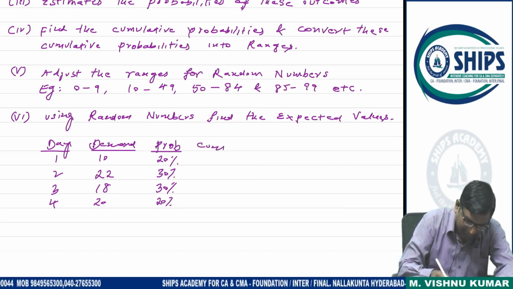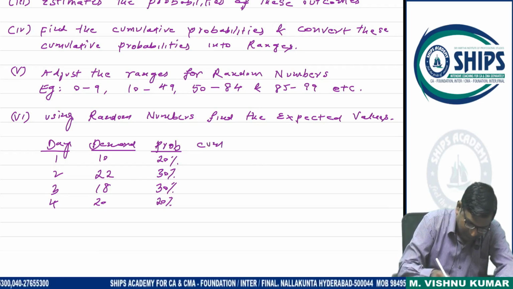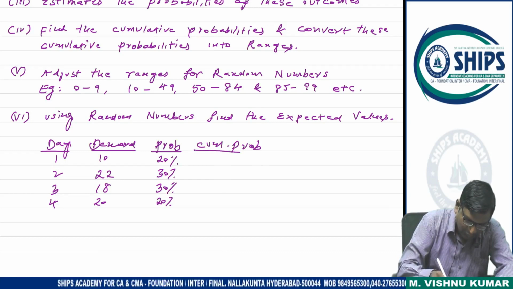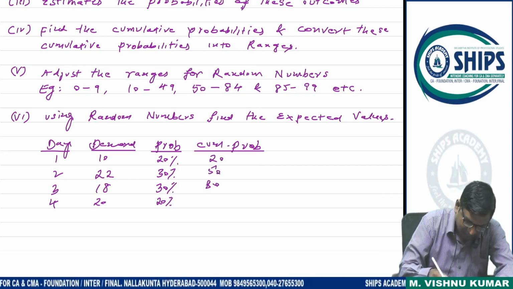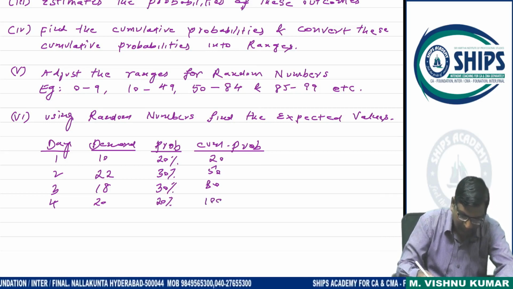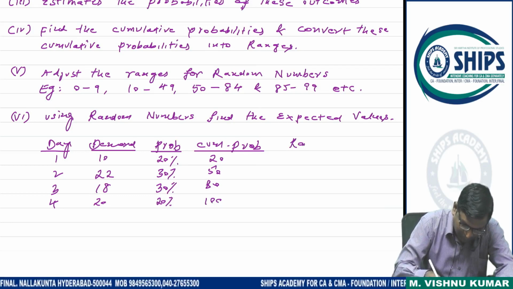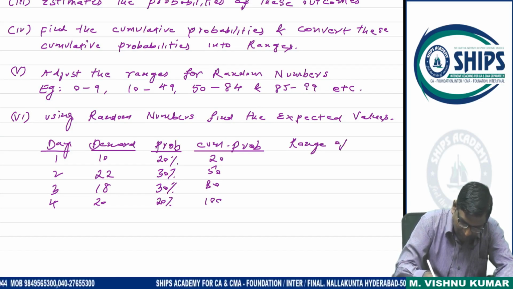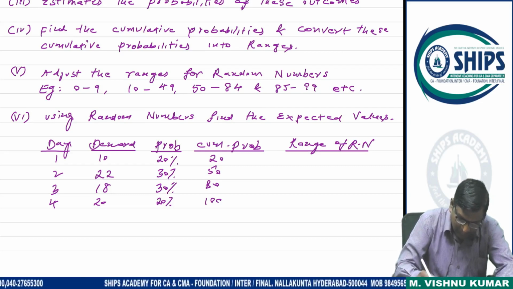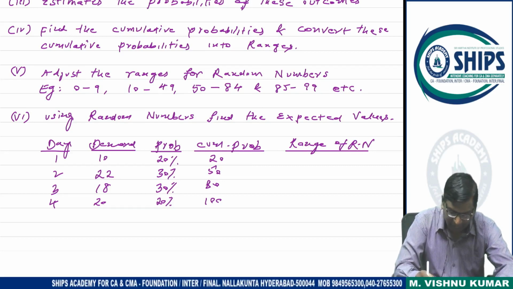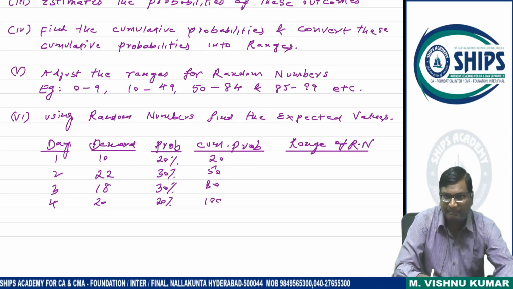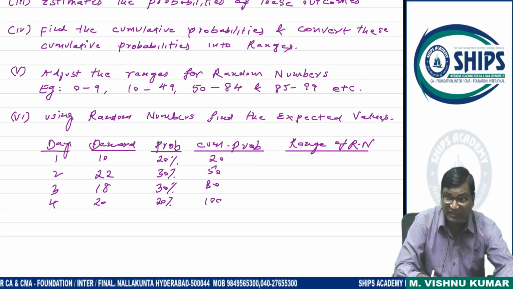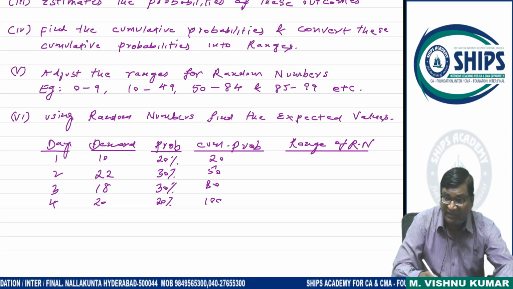Now we have to calculate cumulative probability. Cumulative probability means first 20, then 20 plus 30. Now the range will be calculated here. This is called the range of random numbers. Always remember the random numbers used in the simulation technique are 2-digit random numbers. The random numbers will be taken as positive only, not negative.